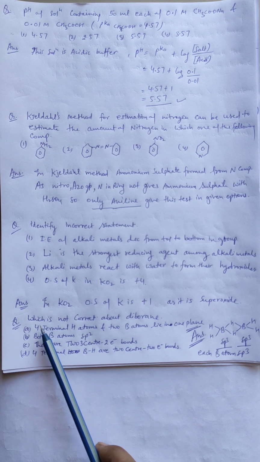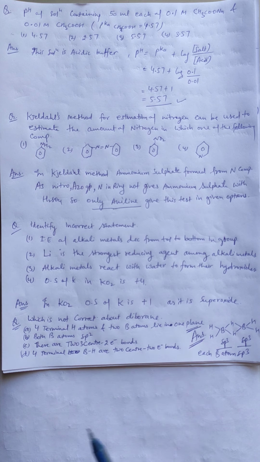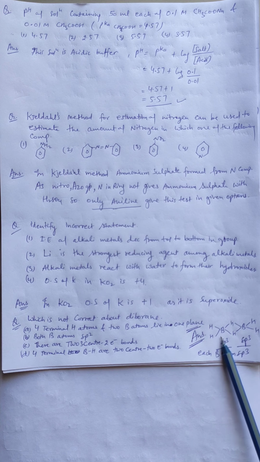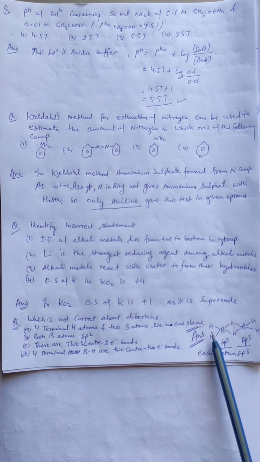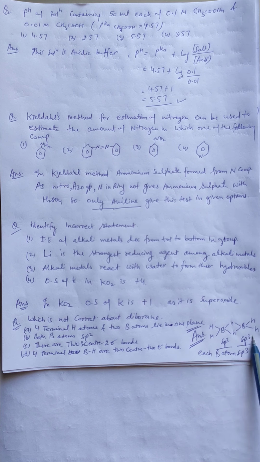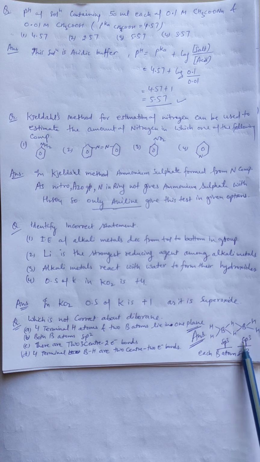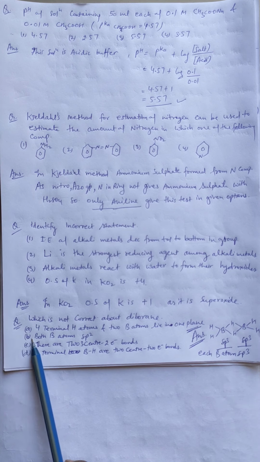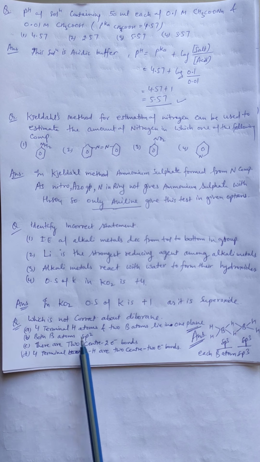Now the next question is, which is not correct about diborane? So diborane, if you are going to see here, the structure is this. Diborane structure, it is dimer form of BH3, B2H6, right? So both borons are sp3 hybridized. So in option B given, both boron atoms are sp2. No, it is incorrect. We have to find out not correct.